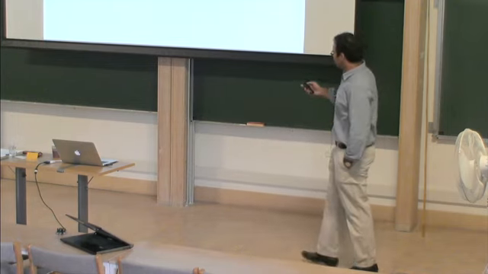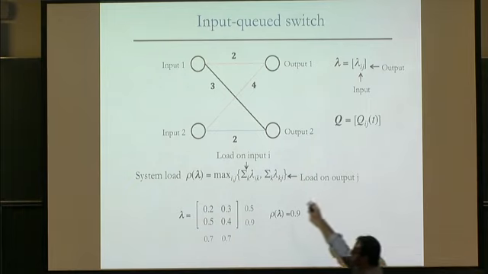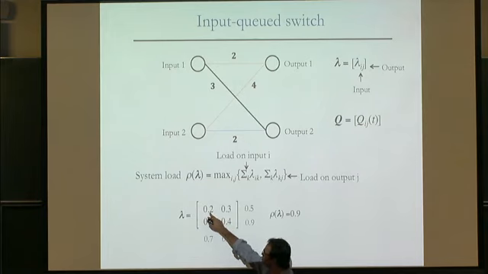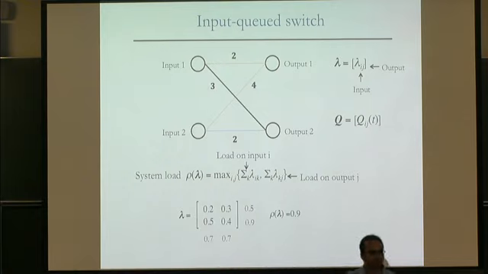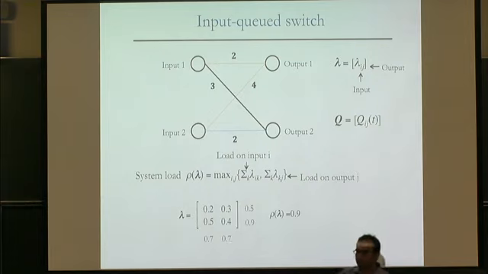Okay, so here is a precise definition of load. Let me read it out through an example. Let's suppose that in this case, this is the arrival rate matrix. So this is the rate at which packets are arriving at input 1 for output 1, and so on. Then the load in this case is computed as follows. Take the row sums, take the column sums, and take the max of that. Okay. In this case, it's 0.9.